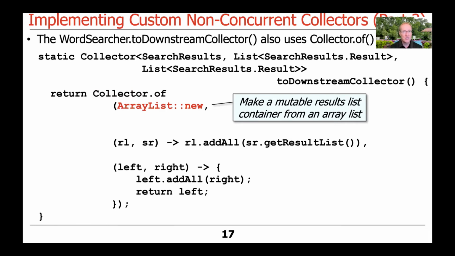We first pass ArrayList::new, which is the constructor reference that's used to make the mutable result container. In this case we're going to make it an ArrayList. It's very common, as you can see.